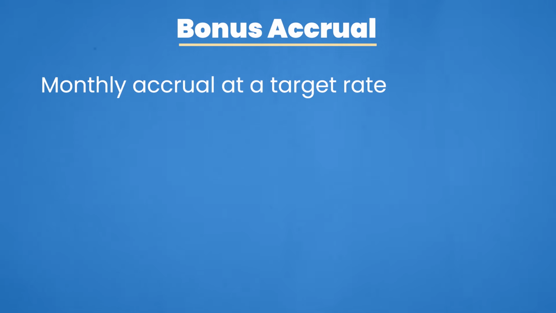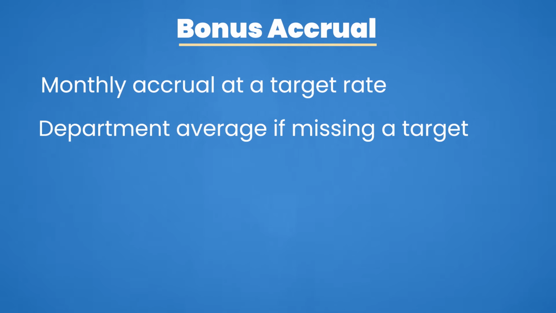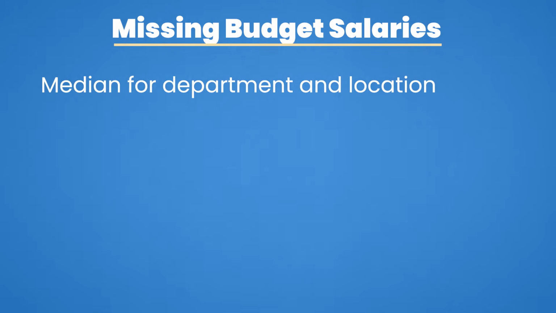For bonus accrual, I'm going to do monthly accrual at a target rate. And then for the 9 people missing a bonus target, we will use the department average. On the missing budget salaries for the recs, we're going to use the median for that department and location.